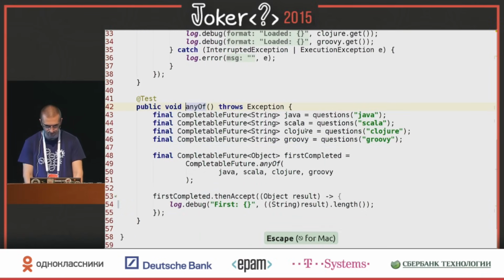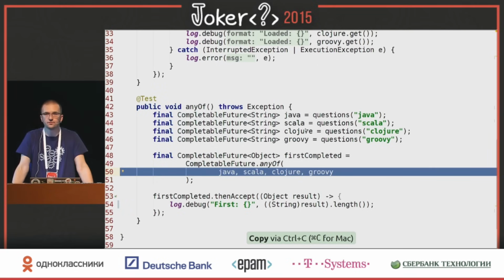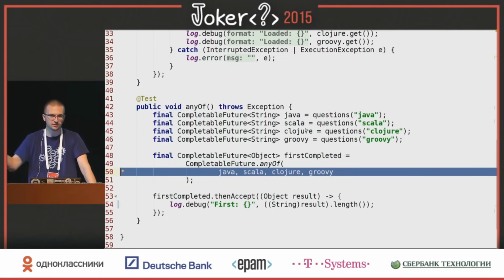However, that's not the end of the story, because any of is interesting. If you're waiting for four different futures, and the third one failed, or the second one, then nothing really happens because the first one succeeded, and the result of the first one gets propagated downstream. So we don't really care what happened to the second, third, fourth, and so on. The first one succeeded, so we forget about everything.